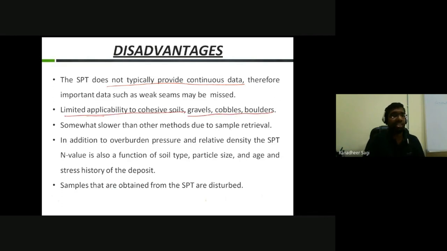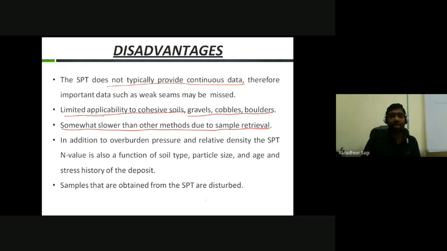soils, cobble soils and boulders, because it would be difficult to penetrate or push your sampling tube into such kind of soil deposits. It is somewhat slower than other methods due to sample retrieval, because in the case of the SPT test, your sampling tube is pushed into the ground, you take out the sampling tube, remove the soil out, and then continue the process of your SPT test by extending the boreholes further to the required depths.